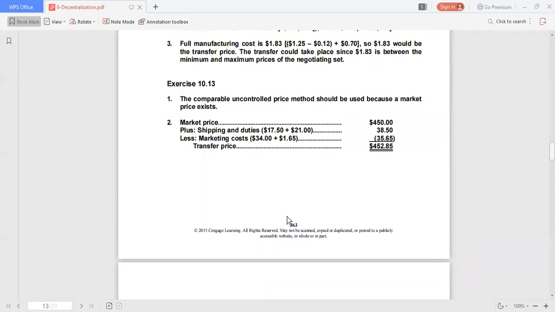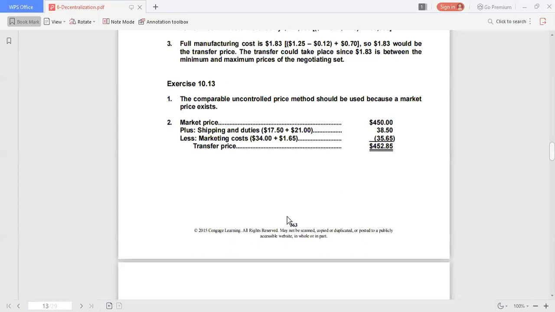So the comparable uncontrolled price method should be used because the market price exists. So in requirement number two, calculate the transfer price. It will be the market price. We add the shipping and duties, and we deduct the marketing cost. So we have a transfer price of 452.85.